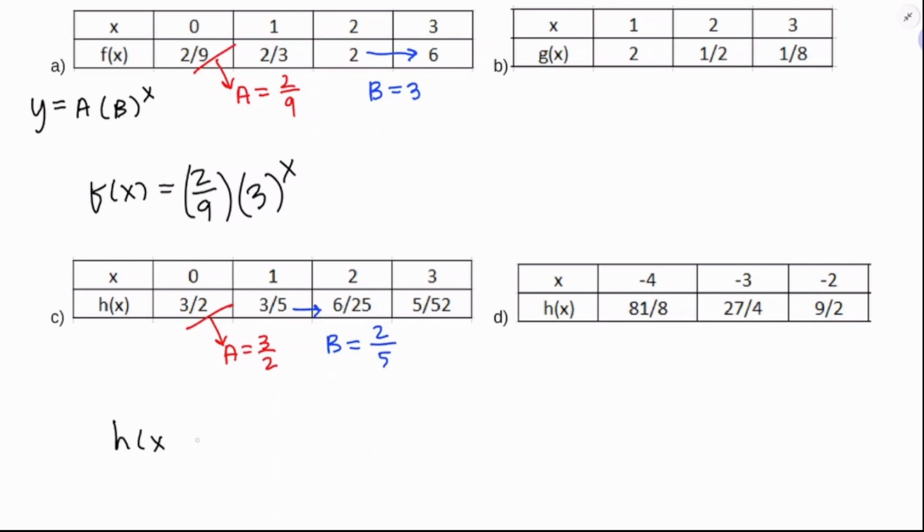of x here is going to equal a times b to the x. I'm not going to try to simplify that any farther.